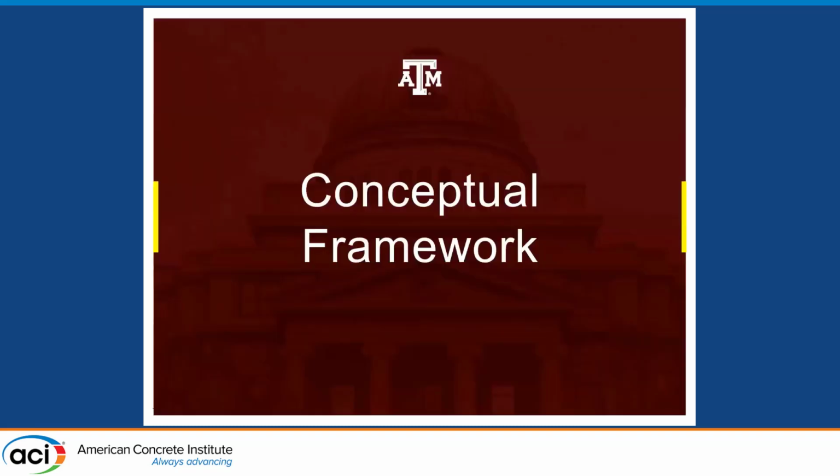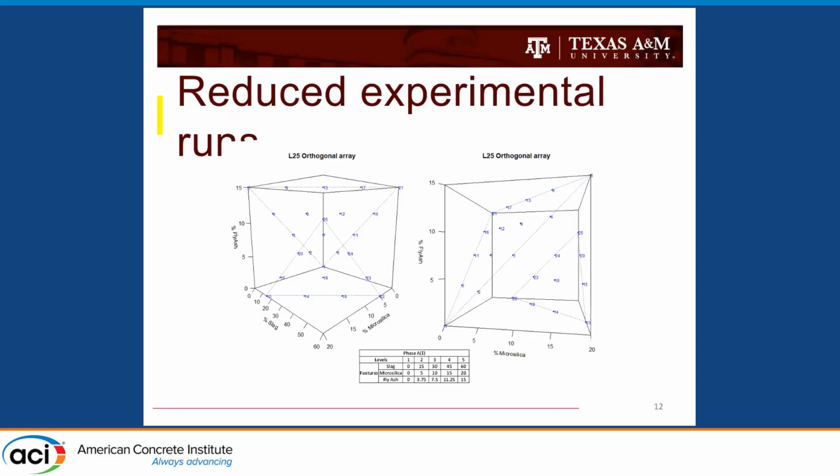So the conceptual framework for this study to reduce the experimental runs was basically to use a factorial design based on orthogonal arrays that allowed us to collect very few experimental data and still capture the important points to characterize the behavior inside this domain of ingredients that I'm using. And I will talk about the different ingredients in different stages in the next slides. But basically, we use orthogonal arrays to reduce the experimental runs.